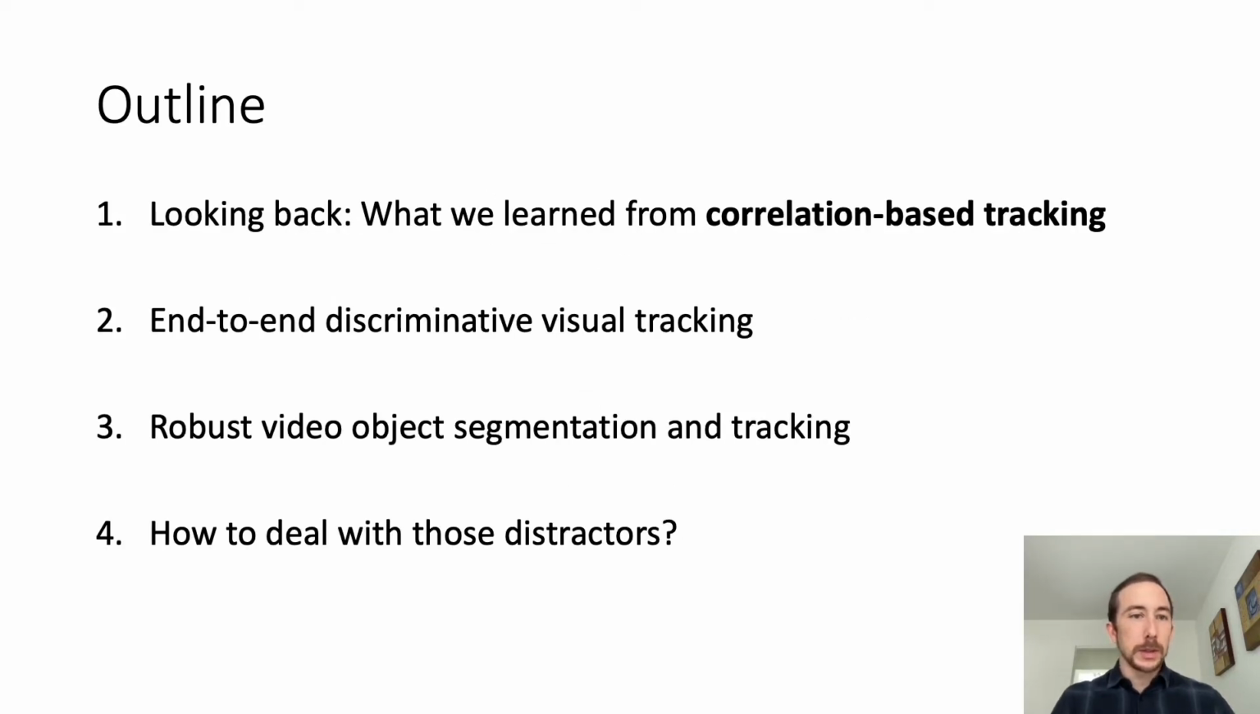So a brief outline of this talk, I will actually start by looking back and look at what we learned from correlation-based visual tracking. Then we'll directly get into quite new stuff, looking at end-to-end discriminative visual tracking. Then we'll go on to robust video object segmentation. And finally, we'll look at our recent work on how to deal with distractors in tracking.